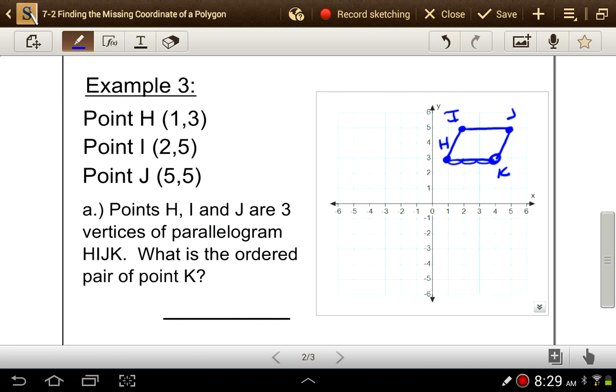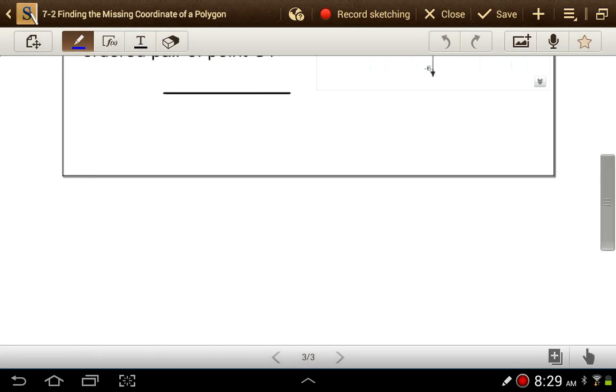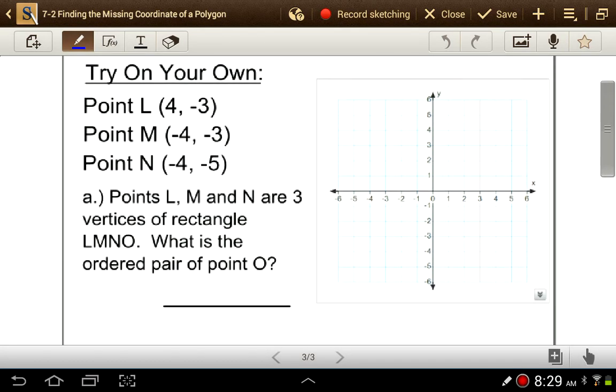Okay, and let's answer my question. Point K is then (4, 3). It went right 4, up 3, so your answer is (4, 3). Okay, if you need to pause, go ahead. Otherwise, we're going to do our last example. In our last example, you're going to try this one on your own. So go ahead and pause the video and do the work, and then we'll go over the answer.